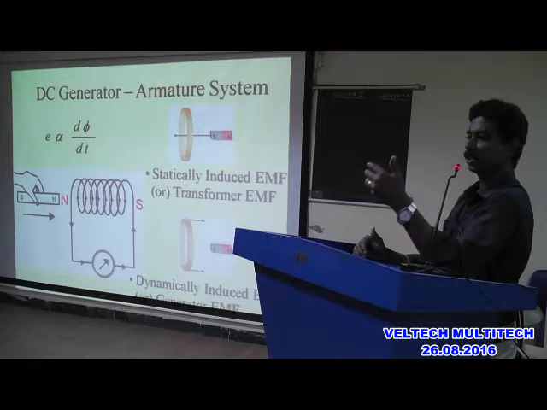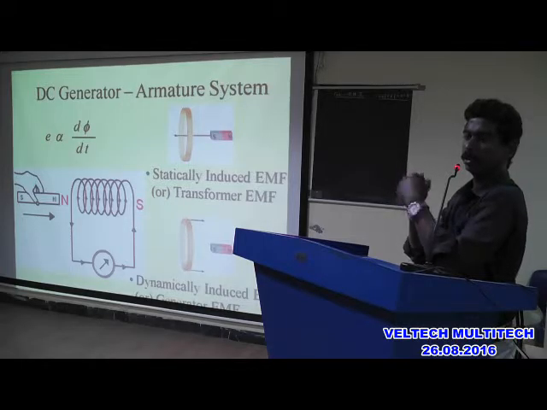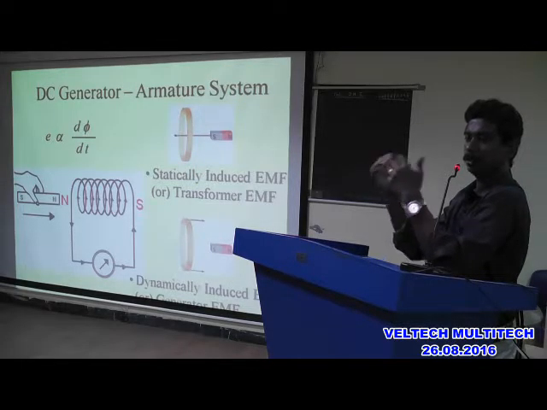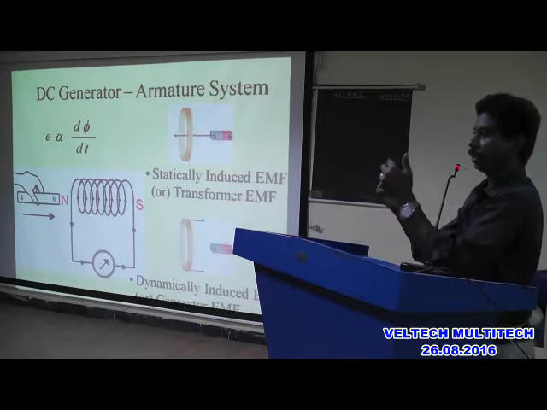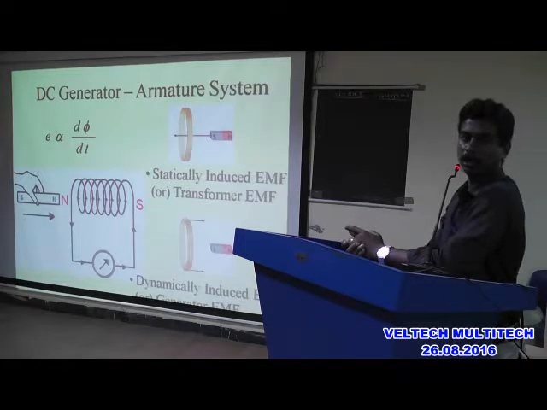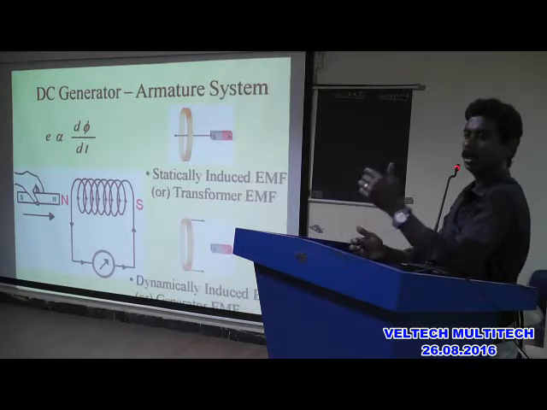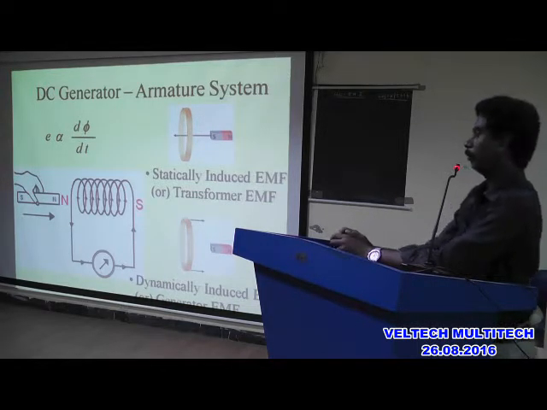So in the first case, the flux is stationary, the conductor is moving, so EMF is induced. In the second case, the conductor is stationary, the flux is moving, so EMF will be induced. In the third case, both of them are stationary, so EMF will not be induced. If both arrangements move with the same speed, EMF will not be induced. Correct. So that means either the flux should be stationary or the conductor should be stationary. The other part is supposed to be moving. Then only the EMF will be induced.